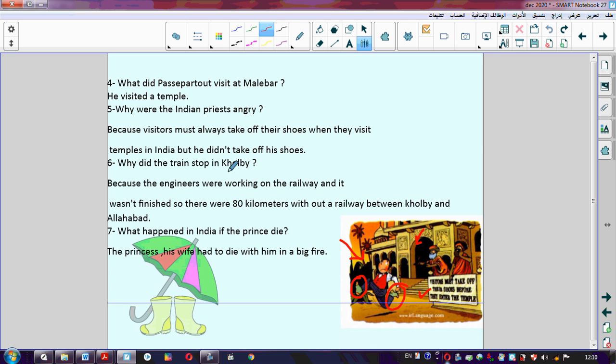Why did the train stop in Bay? Because the engineers were working on the railway and it wasn't finished, so there were 80 kilometers without a railway between Bay and Allahabad. What happened in India if the prince died?